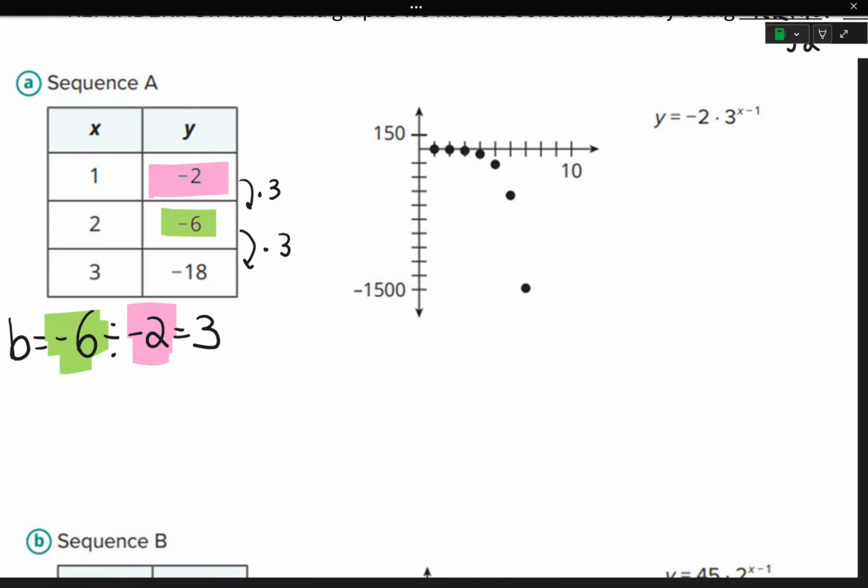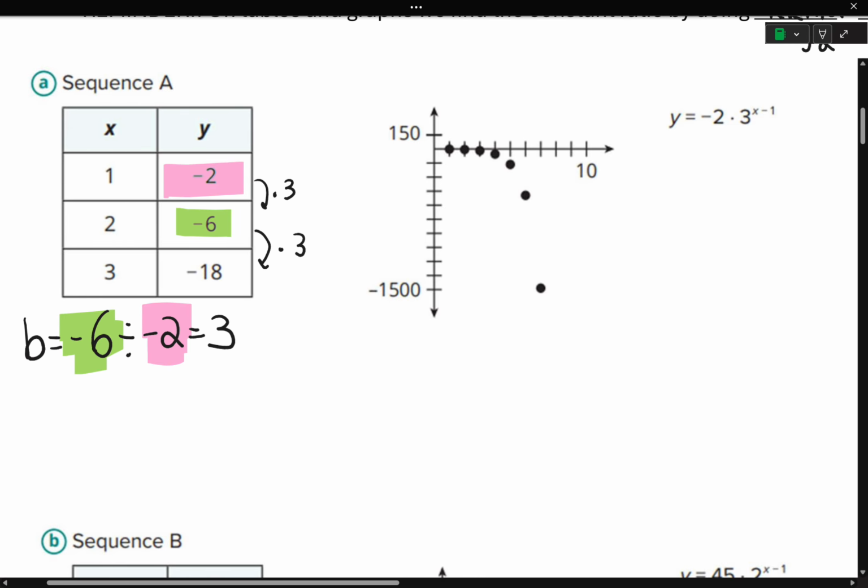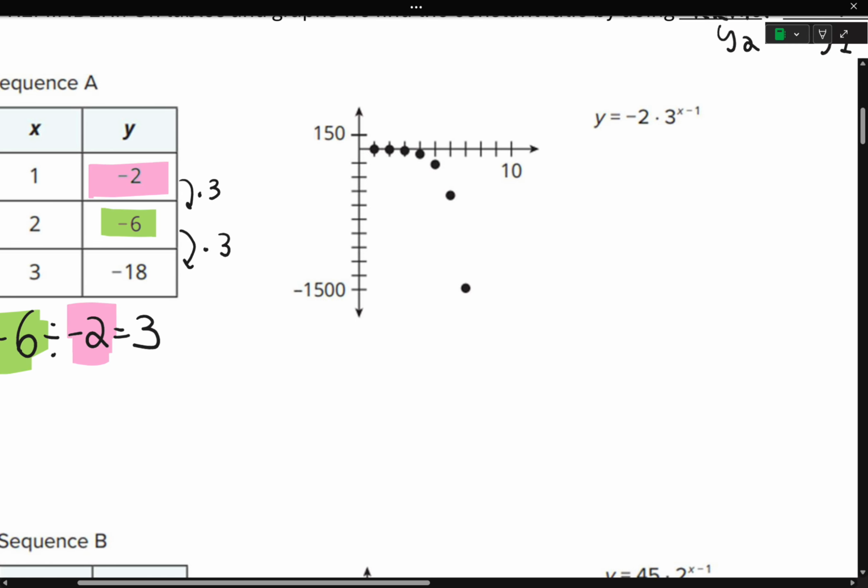Now on this graph in particular, it would be hard to find the constant ratio because I don't actually have a grid here. But if that were to happen on a calculator, if this was your image, I would just pull up the table anyways. On equations, all we have to do is look for our b. There it is. b equals 3.